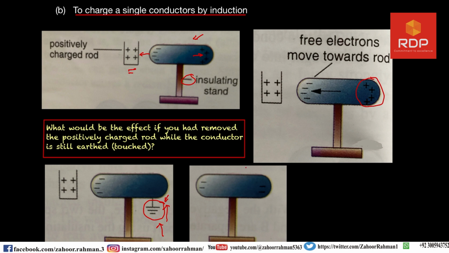Only negative charge will remain on the surface of the conductor, and whenever one type of charge is on the sphere, it means that it is now charged. On removing the charging rod, the excess negative charge, the electrons, will redistribute on the surface of the conductor and attain electrostatic equilibrium. Now here also a question is there.